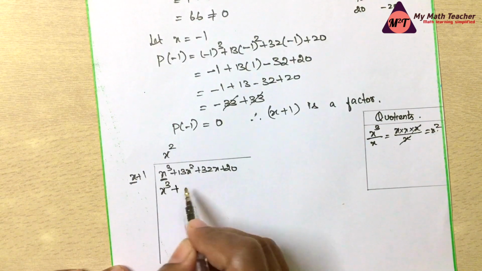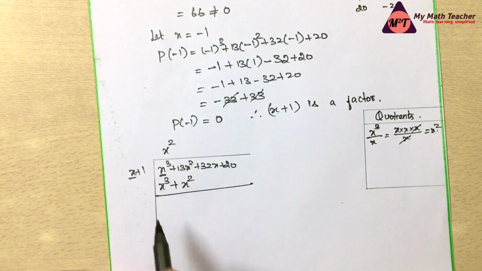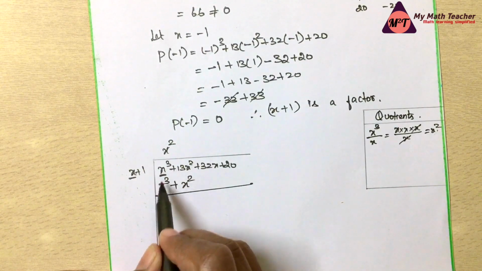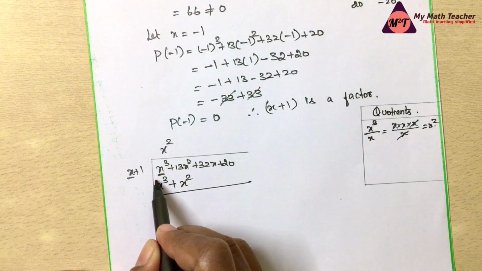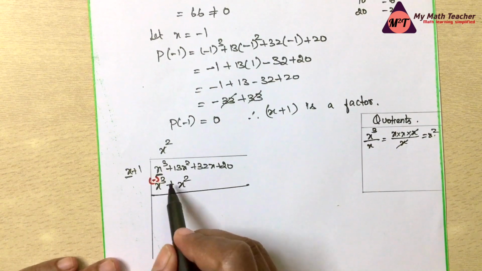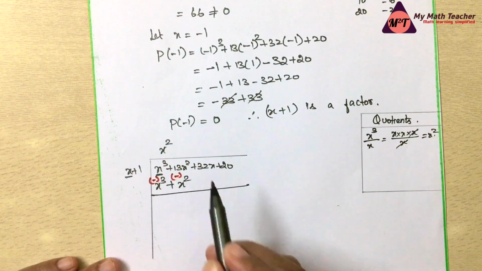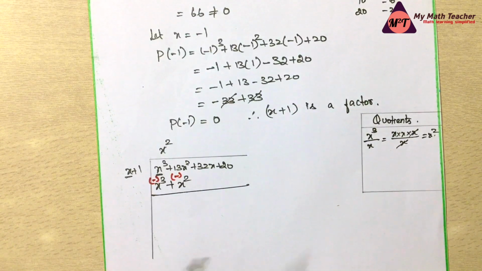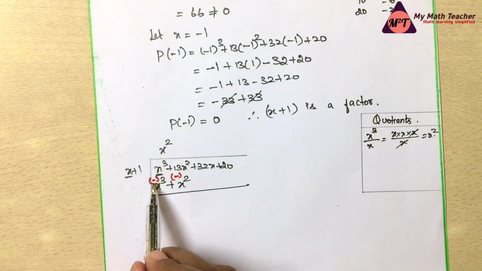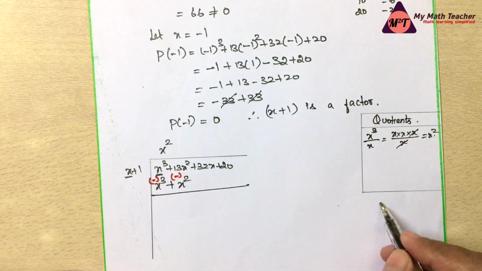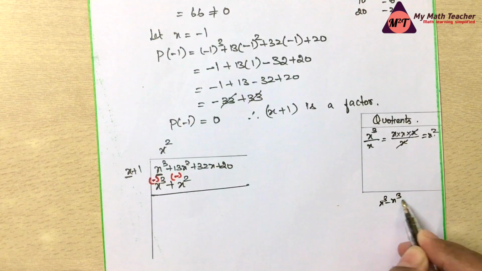So plus x square. Let us subtract this. So change the sign. This is positive here, it will be negative now. The same way, it is positive here, it is negative now. Now you have to consider only the sign which is inside the bracket. Now x cube minus x cube, we know x cube minus x cube is 0.